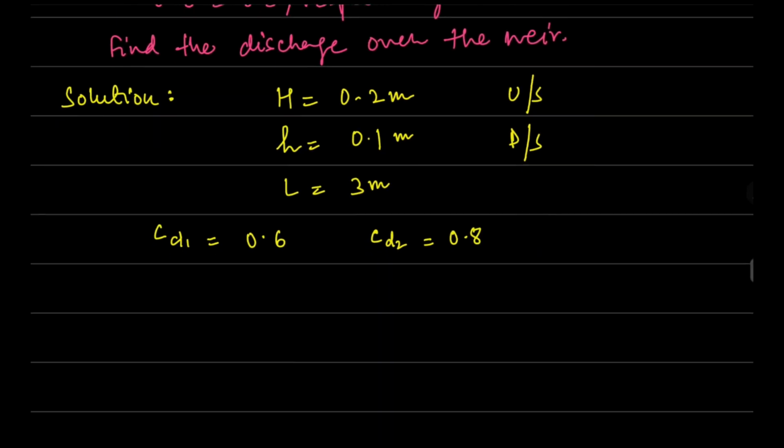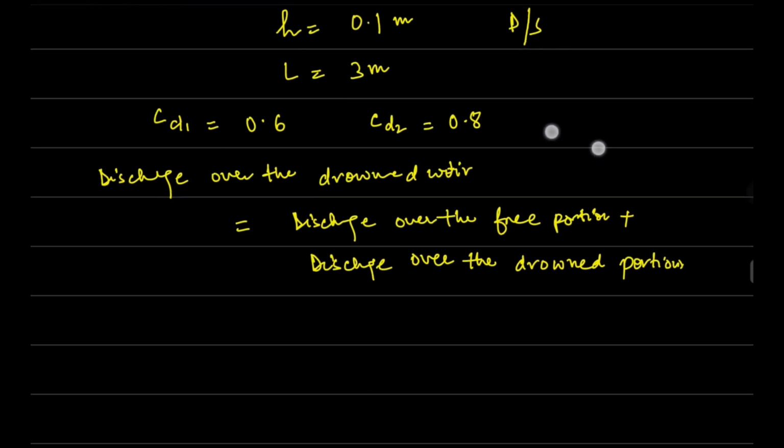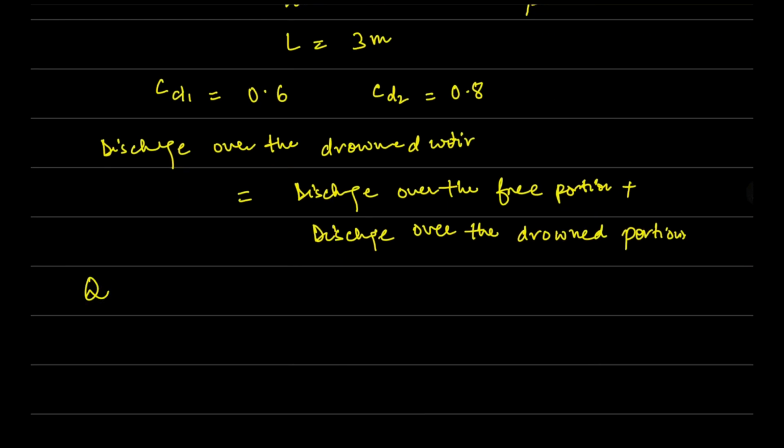Now if we write down the formula for the discharge, the discharge over the drowned weir will be counted in two portions. This is the summation of the discharge through the free portion and the discharge through the drowned portion. So the discharge over the free portion plus discharge over the drowned portion. For both these segments, we have to write down the equation. Let's say the total discharge is Q.